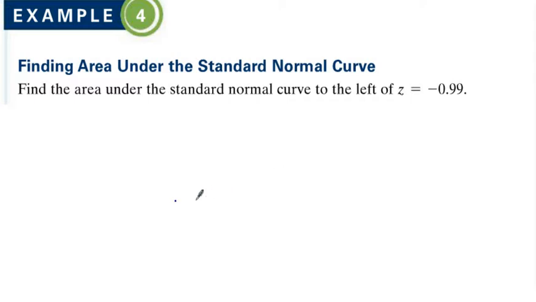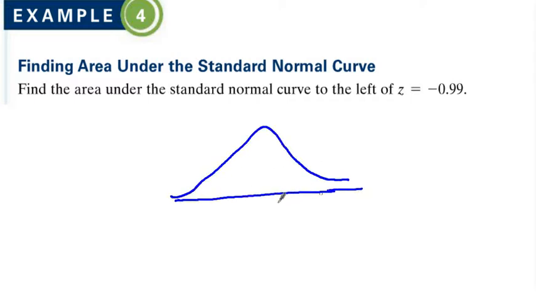Alright, so let's do this one together. We want to find the area to the left of negative 0.99. So what z-score is in the middle? It's always 0. Negative 0.99 is about right there, and we want this area. First question: is that area more or less than 50% of the graph? I would say it's definitely less than 50%, so we should get an answer less than 0.5.